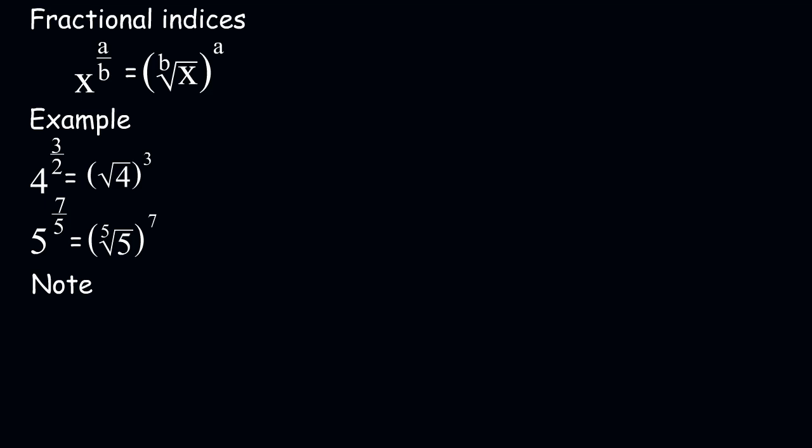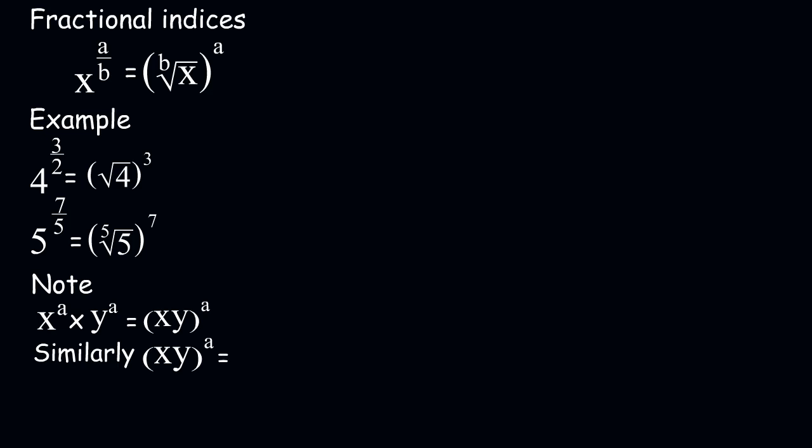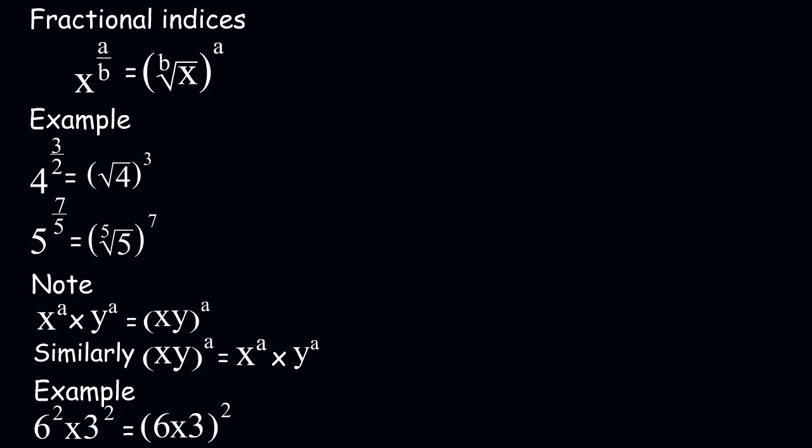For example, if we have indices of the form s to the power of a times y to the power of a, it will be equal to sy, that is, you multiply s and y, raised to the power of a. Similarly, we can also split sy raised to the power of a into s to the power of a times y raised to the power of a. Example, 6 raised to the power of 2 times 3 raised to the power of 2 will be equal to 6 times 3 in bracket raised to the power of 2.